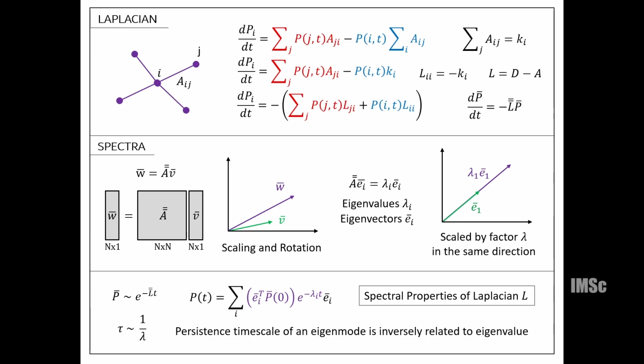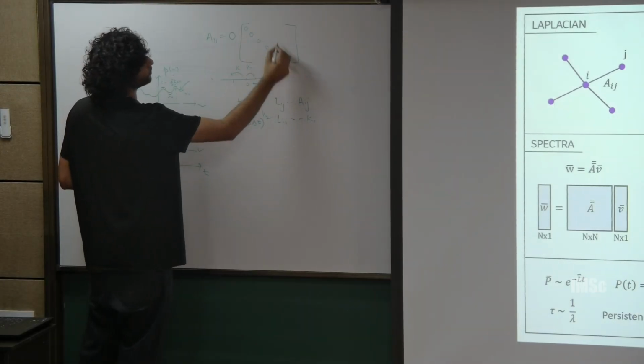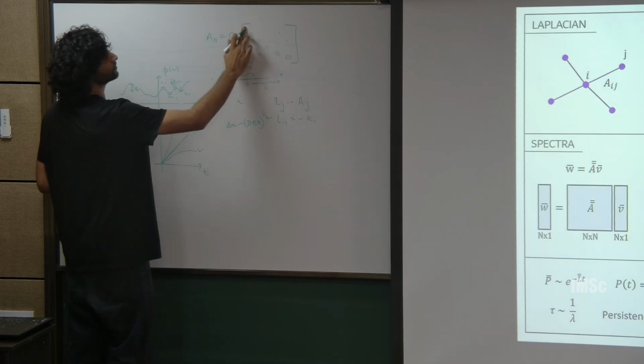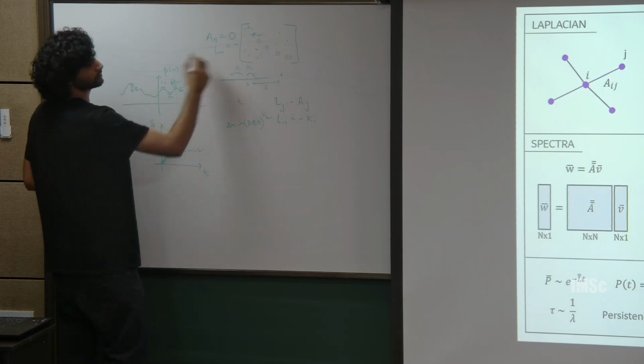If you look at the adjacency matrix, all these diagonal terms are 0, and you have some terms here, right? Now you can replace the diagonal terms with the negative of the degree, minus k2 and so on. And the negative of this is the Laplacian, right?